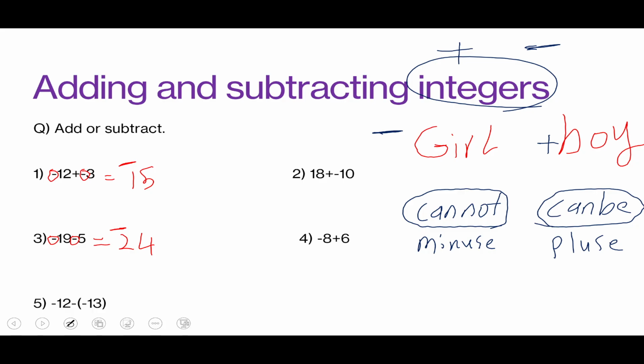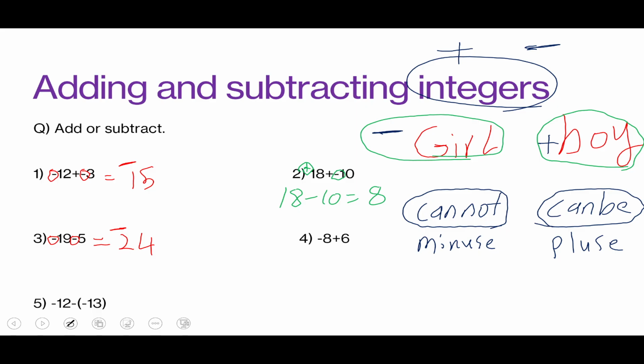If we solve question 2, 18 plus negative 10. We know 18, the sign is positive, and the sign of this 10 is going to be negative. We know the positive sign, the first one, is a boy, and the second one is a girl. So can the boy and the girl be friends? No, they cannot be friends. They are fighting. They will have a problem together. So cannot be means minus. These two are opposite. So just minus it together. 18 minus 10, it's going to be 8.